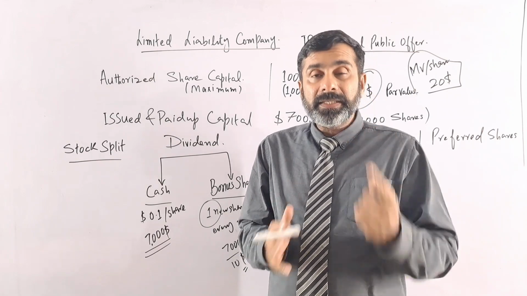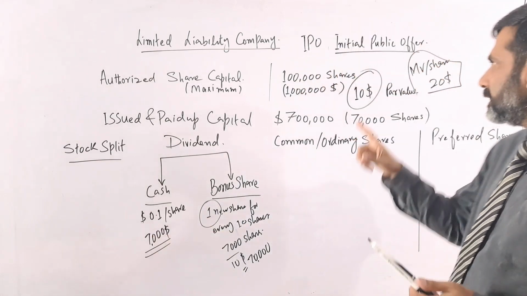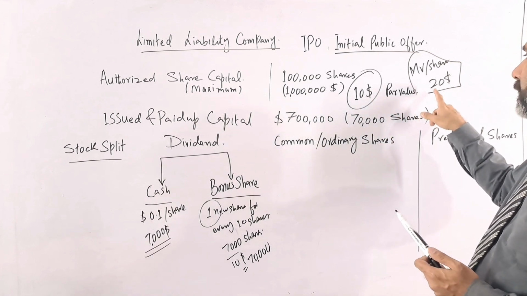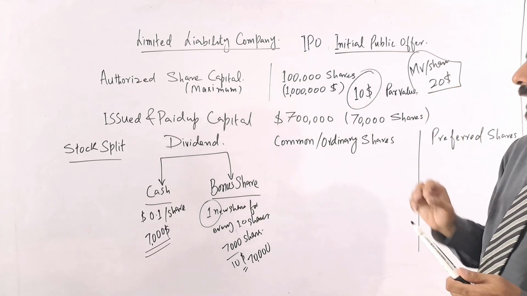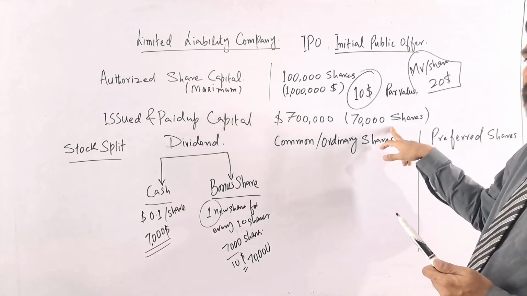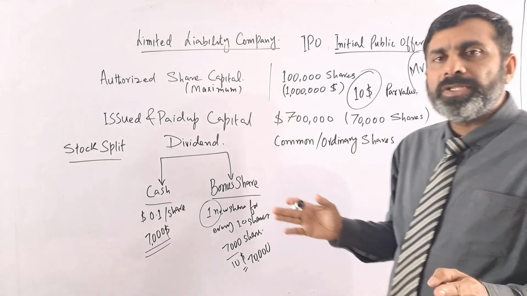They want to increase the number of the shares. One share has a par value of $10, but in the market it is selling for how much? It is selling for $20, and the total shares are how much? That is 70,000 total shares that are issued here. So they may distribute these shares.